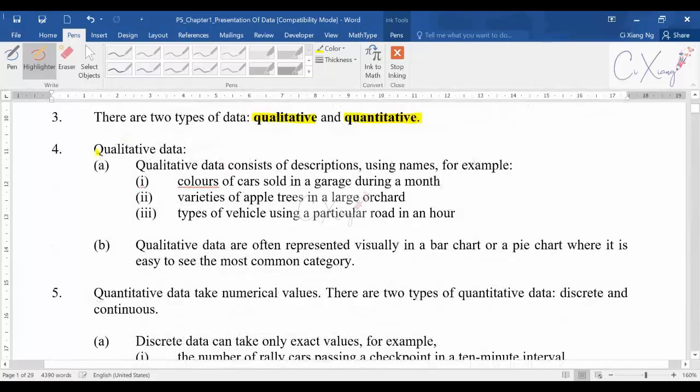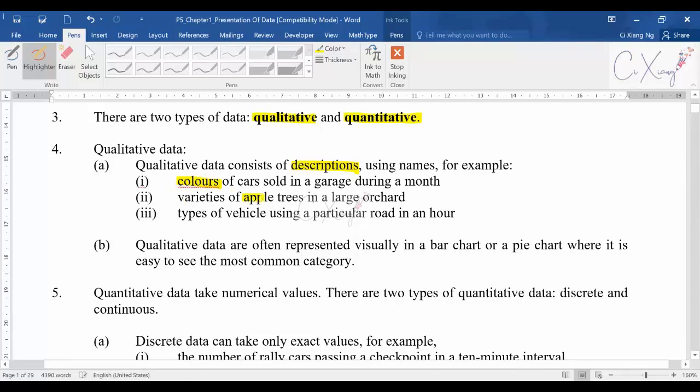For qualitative data, generally it consists of descriptions, and usually we use names to represent it. As an example, when we are talking about the colors of cars, when you ask a question like the color of cars sold in a garage during the month, the answer might be in words or descriptions. Let's say blue, green, yellow, white, silver, gold. We call this type of data qualitative data.